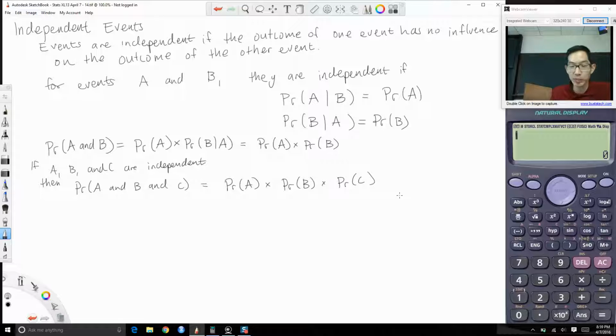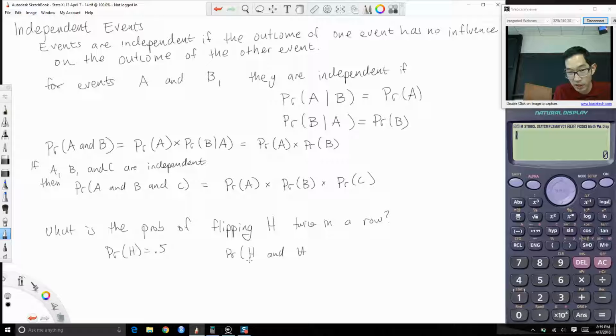Okay, so we'll just leave that there. And so this is like, what's the probability of flipping heads twice in a row? Well, the probability of flipping heads is 0.5, so this would be the probability of heads on the first and heads on the second flip. And this would just be 0.5 times 0.5. The probability of flipping heads twice in a row is 0.25.